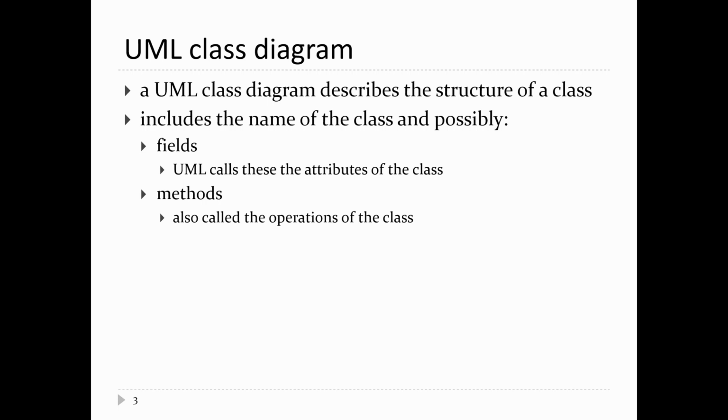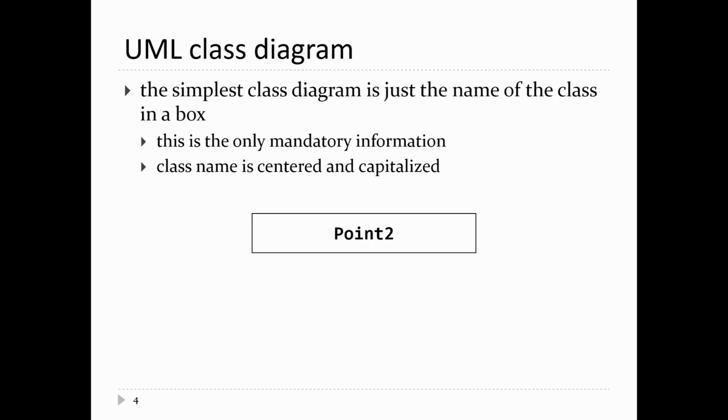Right? So I can show what fields make up an object. I can show what methods belong to a class. So that's the simplest UML class diagram that you can draw. Right? It's just a box. So the box indicates the class, and then the name of the class. Right? So that's the simplest version of the UML class diagram for our point 2 class.